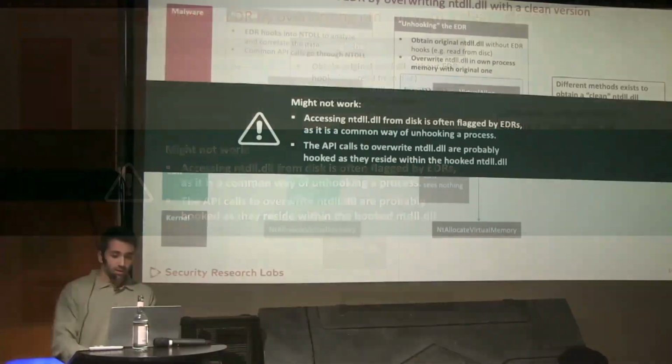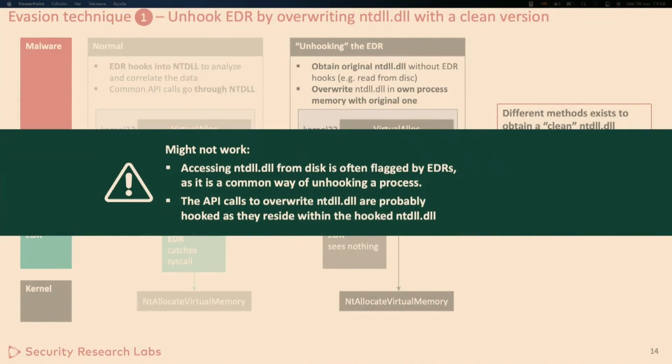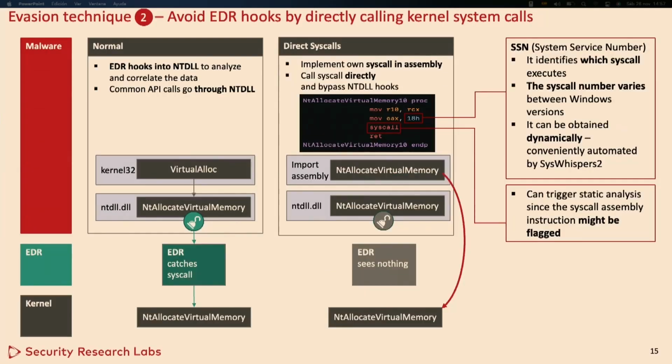But we came across a problem doing this: accessing NTDLL, the first technique, is a common flag because it has been used by a lot of threat actors. And also the API calls we are using to overwrite NTDLL are also hooked, which means that the EDR is looking at you while you are trying to keep it blind, which is not a good approach. A different approach to the same problem would be something we call direct system calls.